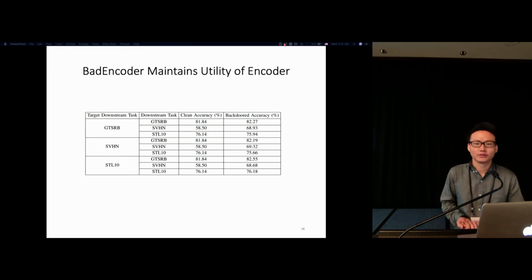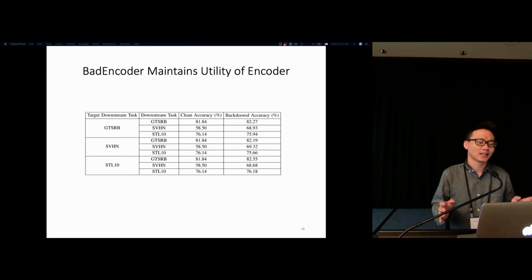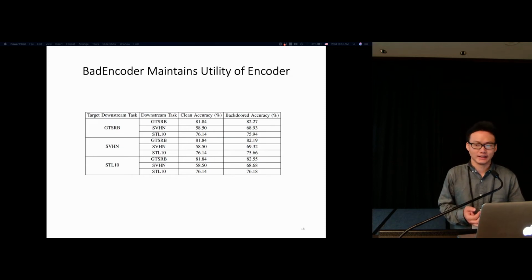This table shows that BadEncoder maintains utility. The second column is the downstream task on which we evaluate the utility of the clean image encoder and backdoor image encoder. As we can see, backdoor accuracy is similar to clean accuracy, which means that BadEncoder maintains utility.